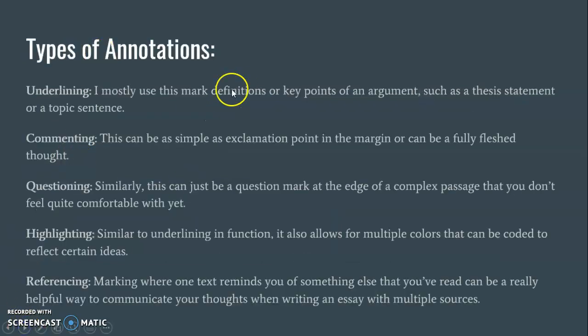All right, these are the types of annotation. So, underlining. I mostly use this mark to define key points of an argument, such as a thesis statement or a topic sentence. Again, a topic sentence is the first sentence of a paragraph that gives kind of a sense of where the paragraph is going. These are important in that they show you how the ideas are evolving and transitioning.